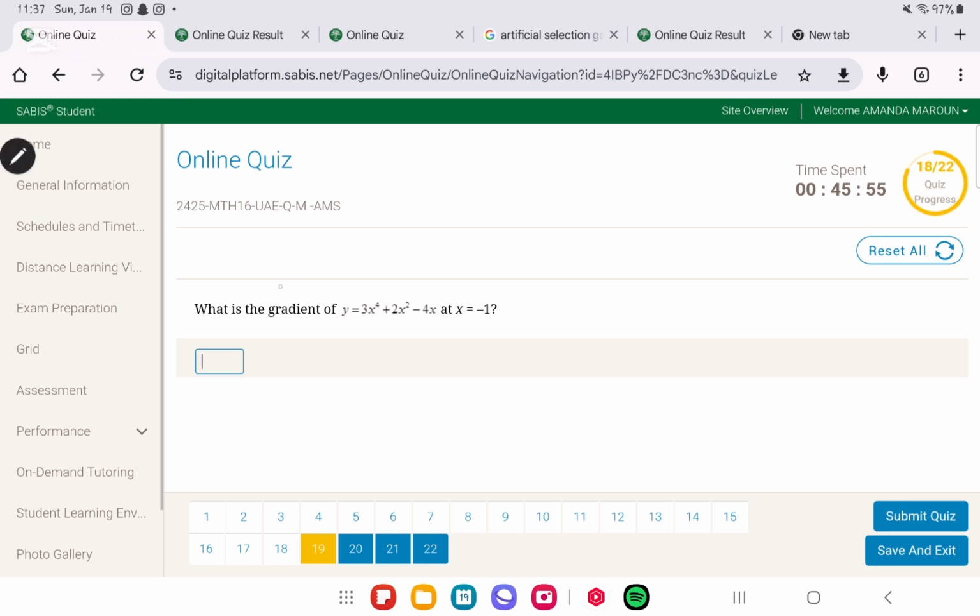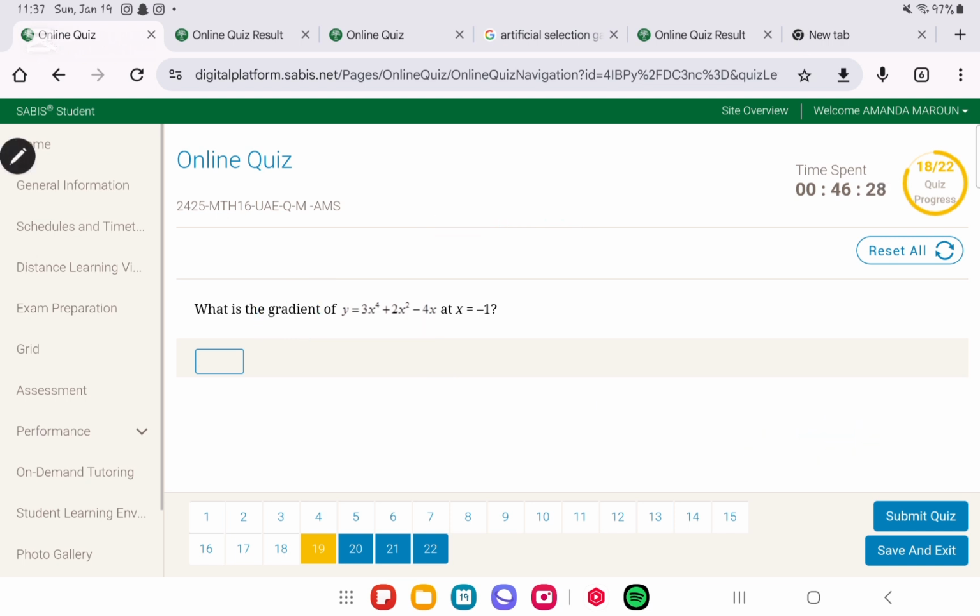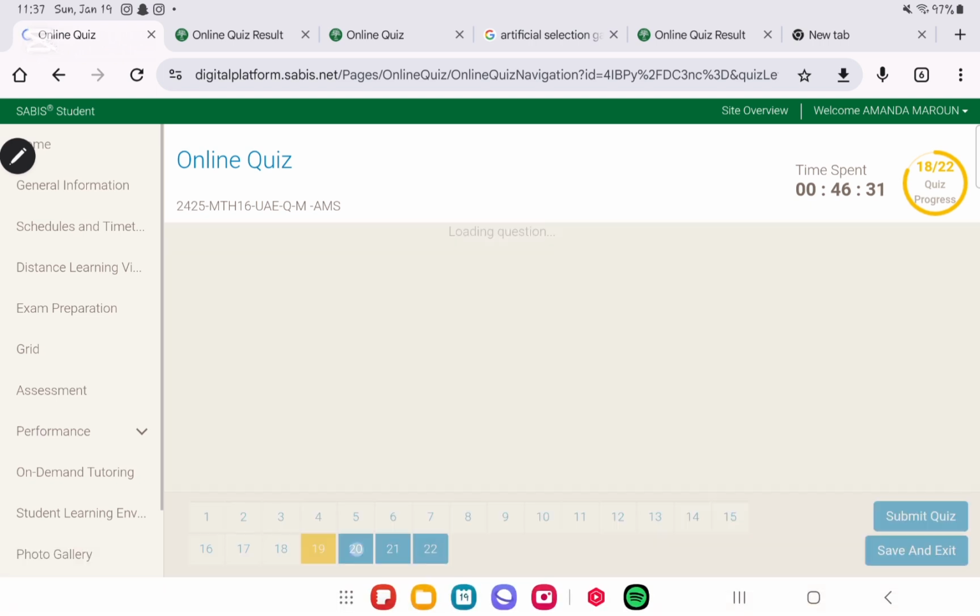Moving on to question number 19. Okay, this is a nice question. Whenever they're asking for the gradient, we need to find the derivative directly. So find the derivative of this. It's going to become 12x to the power of 3 plus 4x minus 4. So if we substitute with minus 1, it's going to be 12 times minus 1 to the power of 3 plus 4 times minus 1, minus 4, and we will get an answer of minus 20. So this is our gradient, which is minus 20.